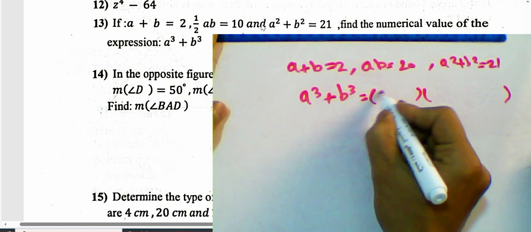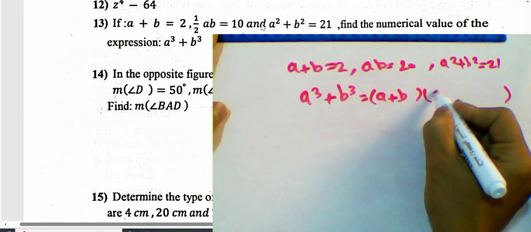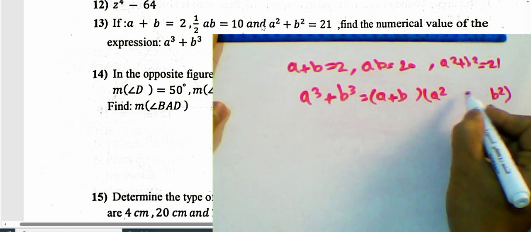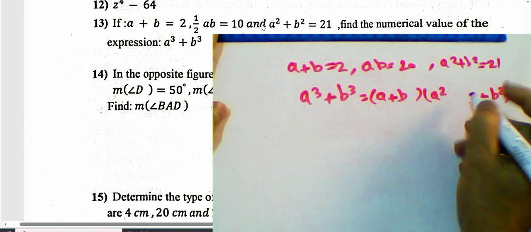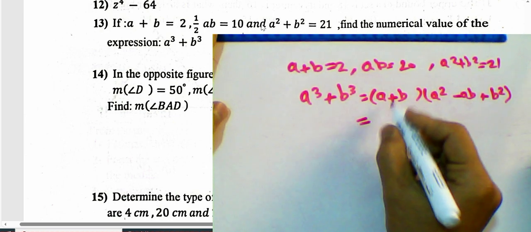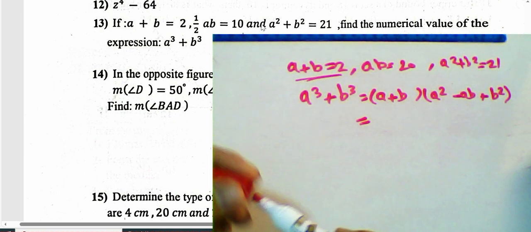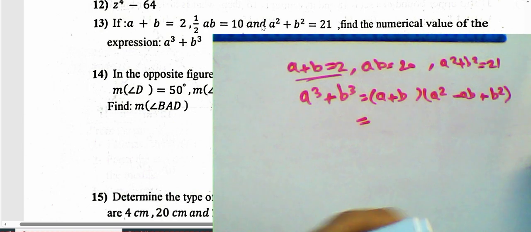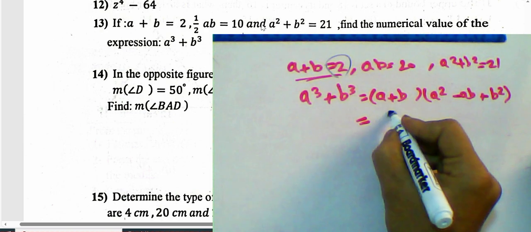Cubic root of the first and the second, and the first power 2 and the second power 2, and the middle, first and second, change the sign, negative ab. So we can put a plus b equal to, from this example, the information here: a plus b equal 2.